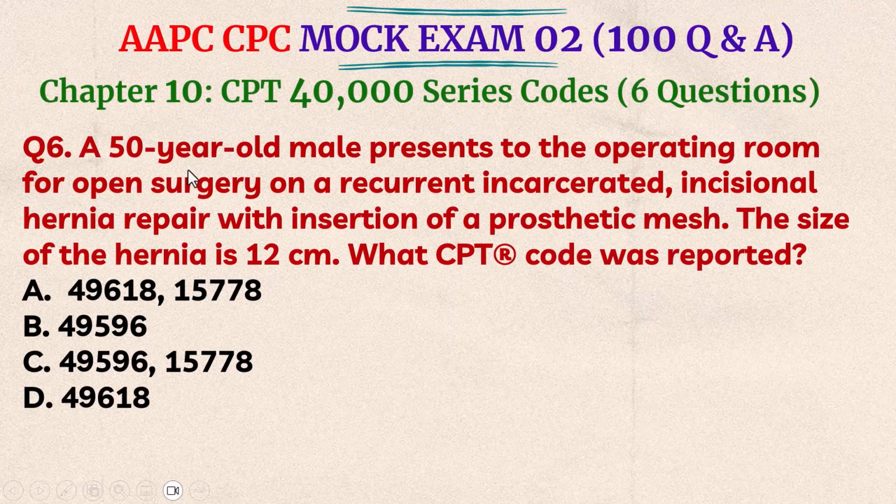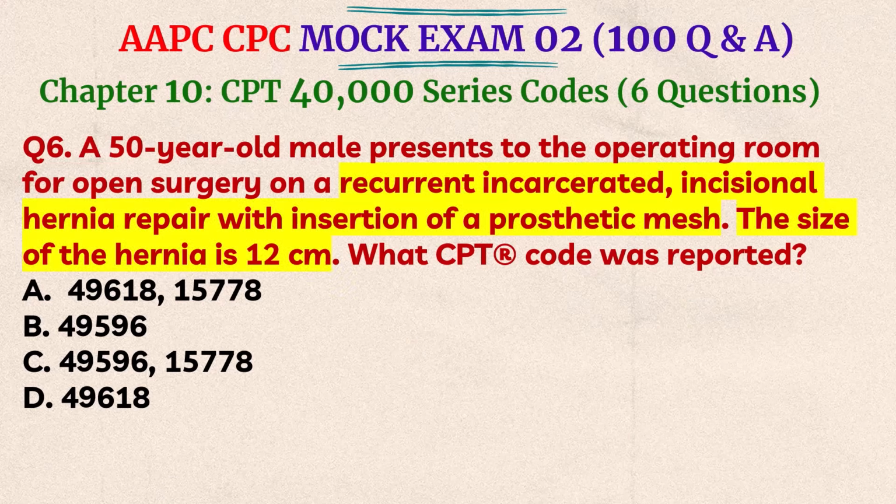Question number 6. A 50-year-old male presents to the operating room for open surgery on a recurrent incarcerated incisional hernia repair with insertion of a prosthetic mesh. The size of the hernia is 12 centimeter. What CPT code was reported? So there are 4 answers available. Take your CPT code book and find the answer.